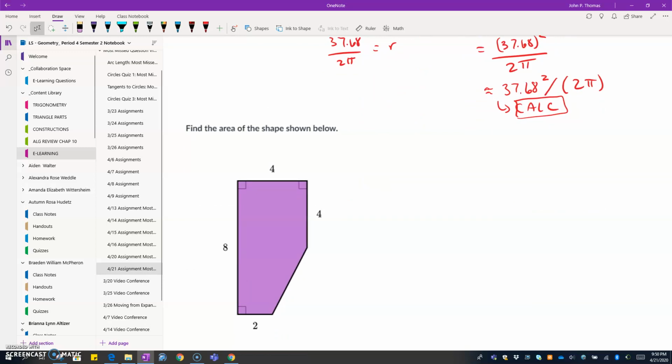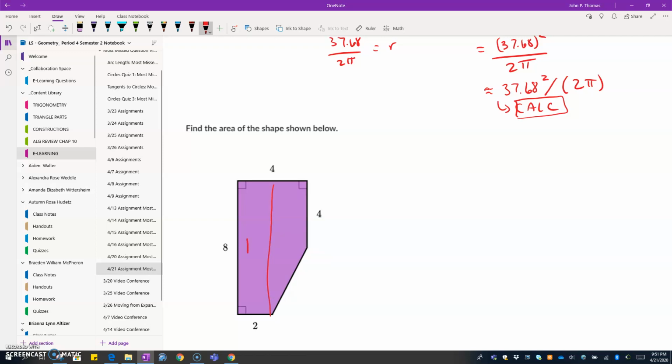All right, the next one that came up was this problem right here. Now, we could treat this in two ways. Really we could split it in a couple different ways. We could split it into a trapezoid and a square. We could also split it into a rectangle and a trapezoid. Either way works perfectly fine. So I'm going to go ahead on this one, and I'll take it and cut it right there.